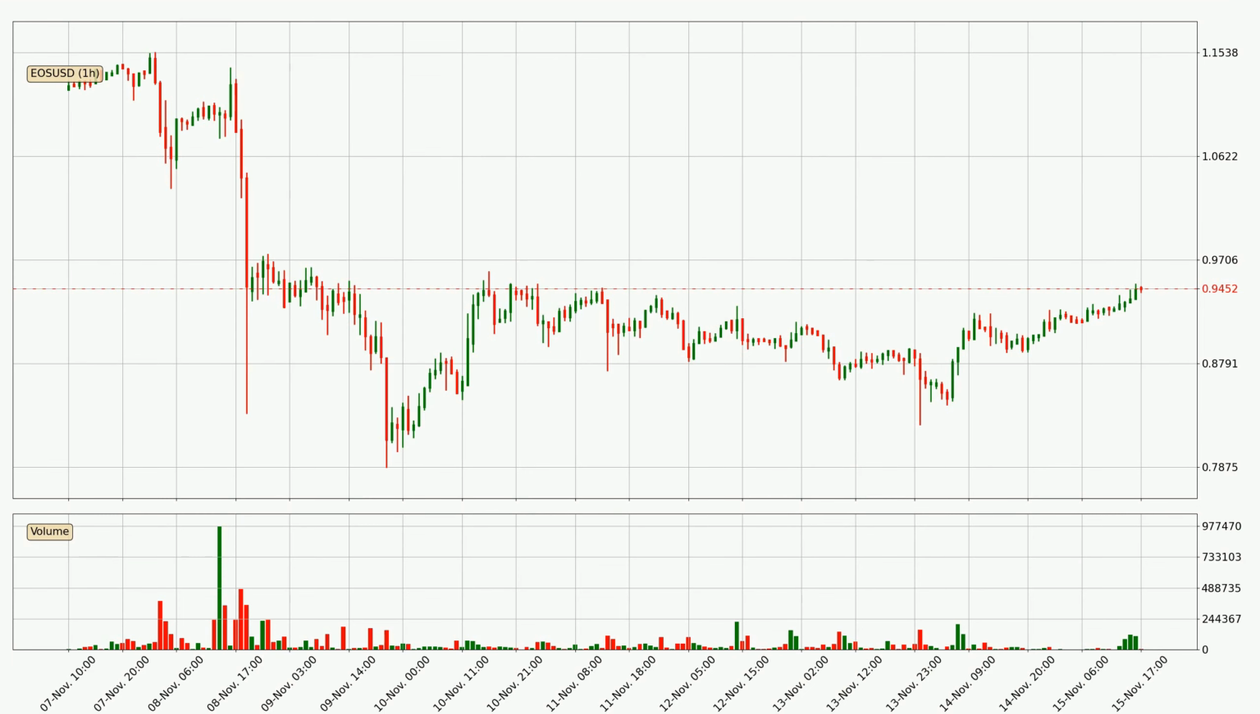Looking at the EOS hourly time frame, the price moved quickly to the upside with around 5.2% in the last 24 hours, with a current price of 94.5 cents. Nevertheless, seeing as the volume wasn't very high, the move wasn't particularly strong.